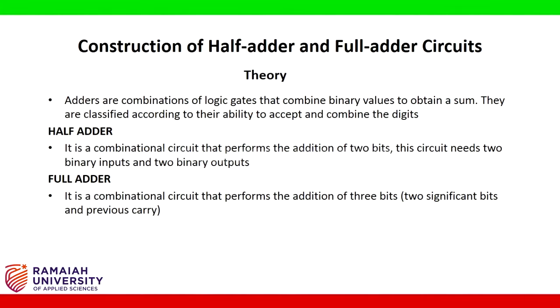Half adder. It is a combinational circuit that performs the addition of two bits. This circuit needs two binary inputs and two binary outputs. Full adder. It is a combinational circuit that performs the addition of three bits, two significant bits and previous carry.